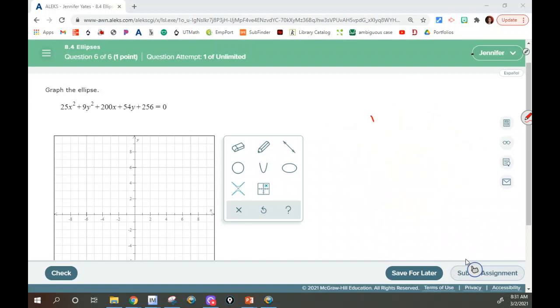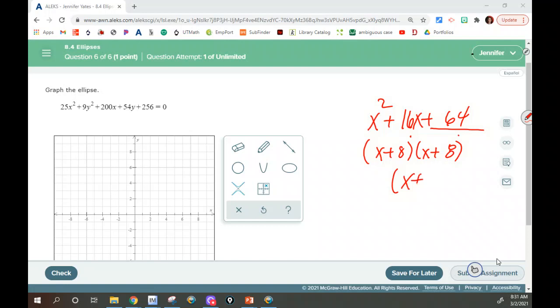If I have x squared plus 16x plus, half of that middle number is 8, square it. 8 squared is 64. Okay. What are two numbers that multiply to be 64 but add to be 16? 8 and 8. So this is an x plus 8 and an x plus 8. Some of you can skip this step, and that's awesome. So I can write it like that. That is completing the square.